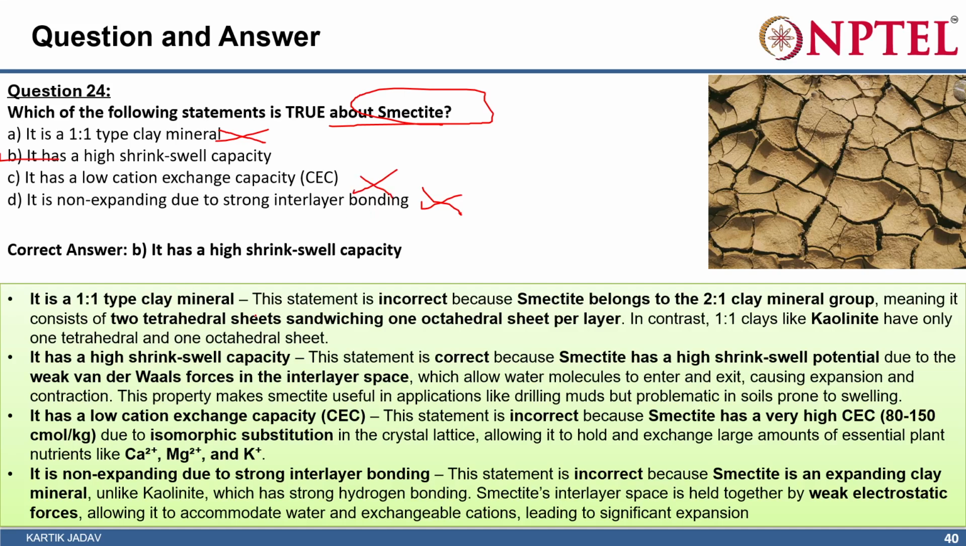We know that smectite is a 2:1 type of clay mineral group, meaning it consists of two tetrahedral and one octahedral sheets, and it has a high shrink-swell capacity due to weak van der Waals forces in the interlayer spaces, which allow water molecules to enter and exit, and that generally develops a condition like this, right?